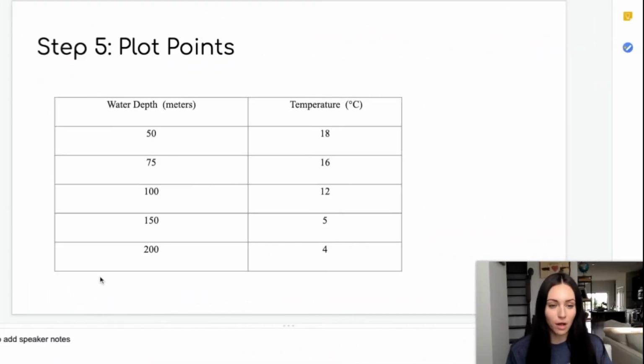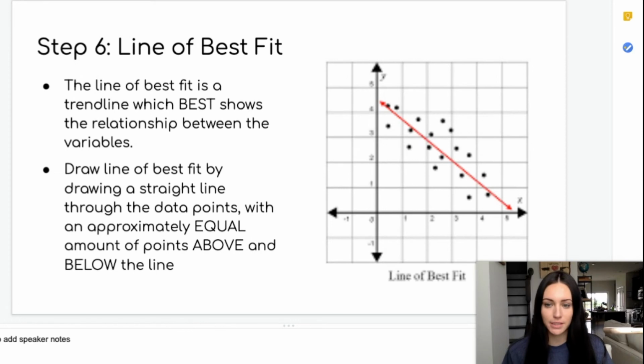Now that our points have all been plotted on our graph, we're ready to move on to the very last step of the graph, which is adding our line of best fit. The line of best fit, as you see in the picture, is a trend line, or a line through our data, which best shows the relationship between the variables. As you can see there, it doesn't hit every data point, and in some cases it may not actually hit any data point, but it gives us an average or a best picture of what that data is doing.